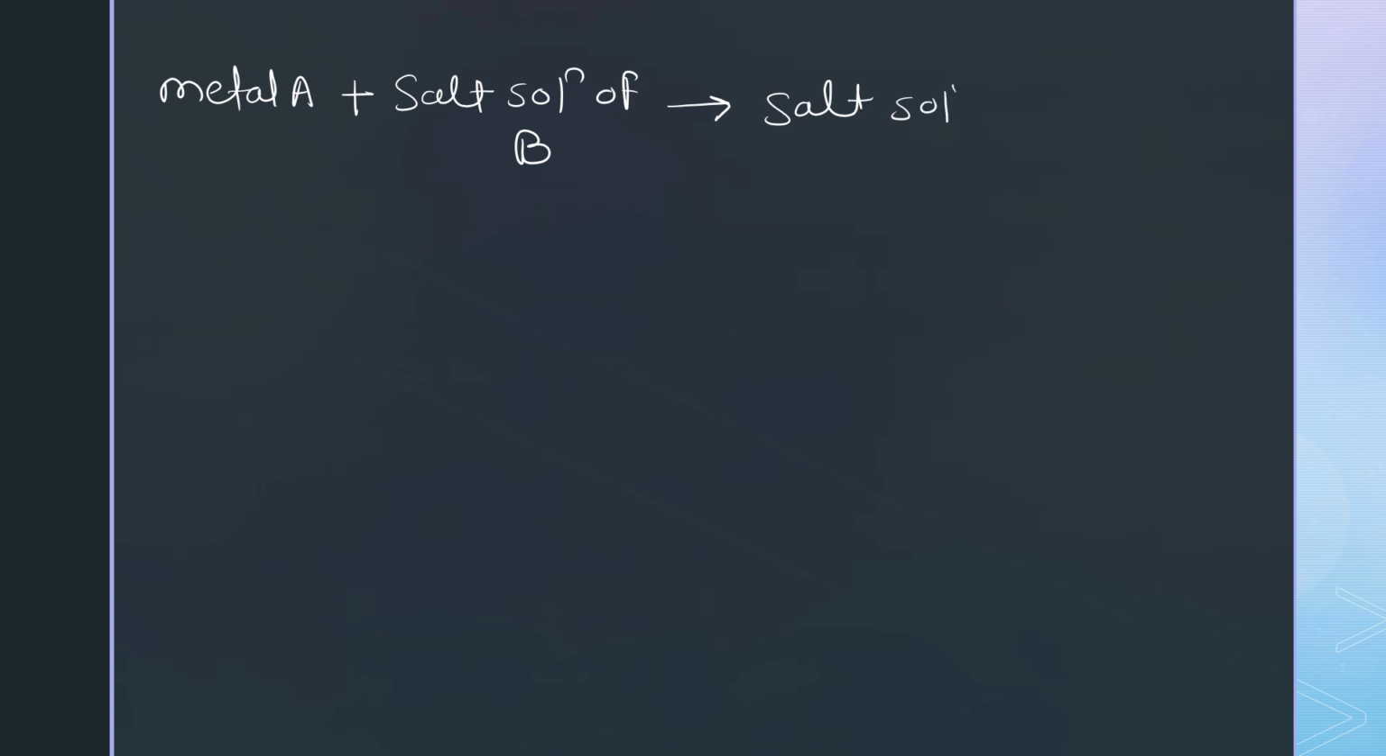So let's understand how metals react with other metal salts. For example, this is a metal A, which is reacting with the salt solution of B. What will we get? We will get salt solution of A, plus metal B. So what exactly happened here? Only the displacement of the metals. So this type of reaction is called a displacement reaction.